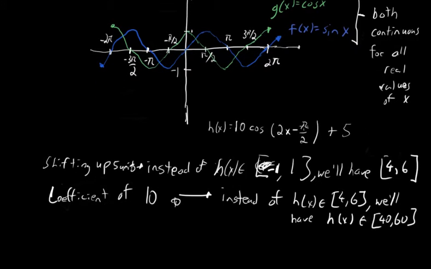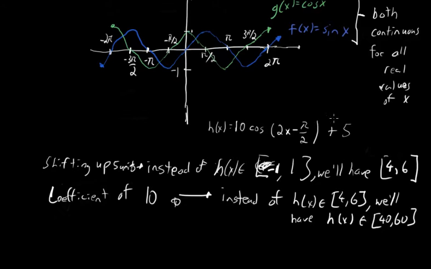These two changes here don't affect the range of h of x. This 2 again just makes the function go twice as fast. The period's pi instead of 2 pi, and this minus pi over 2 shifts the function pi over 2 units to the right. But what do all these changes do to the continuity of the function?